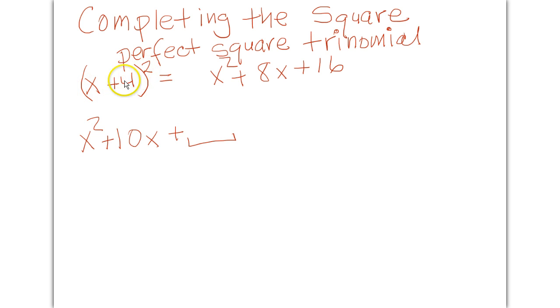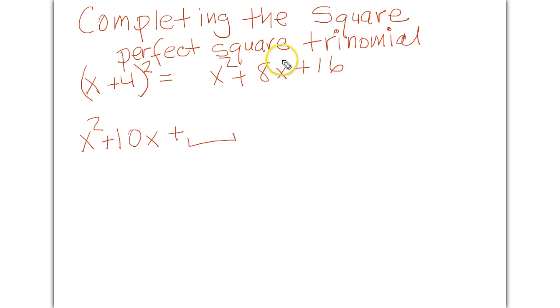And we said the shortcut way for that was: square this first term. That gave you x squared. Multiply these two terms together. This gave you 4x. Now double it. That would give you 8x. And then you square this term, 4, and that gives you a 16. So what we have here is a perfect square trinomial.